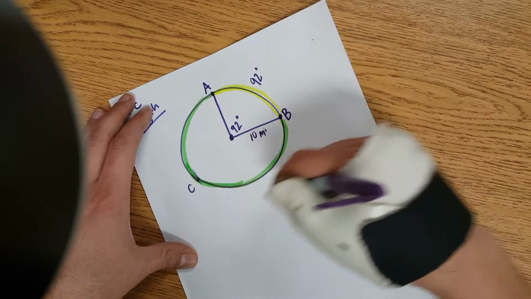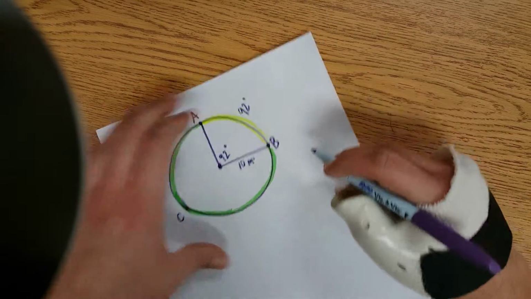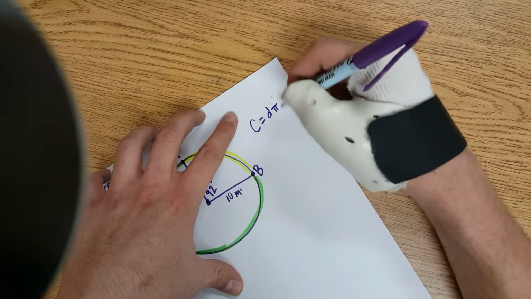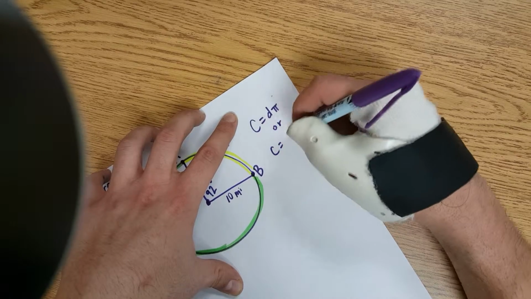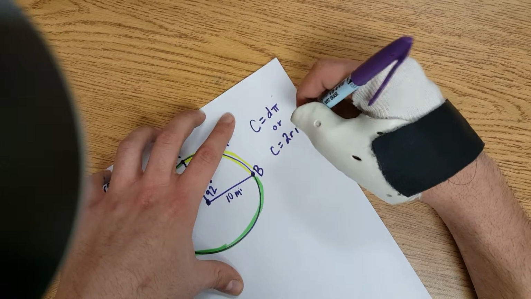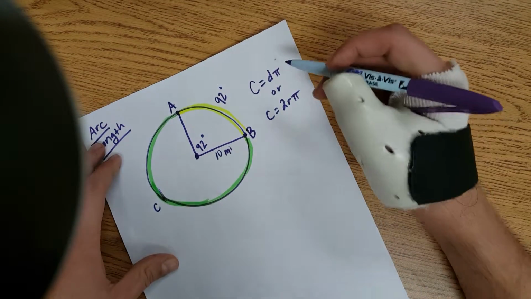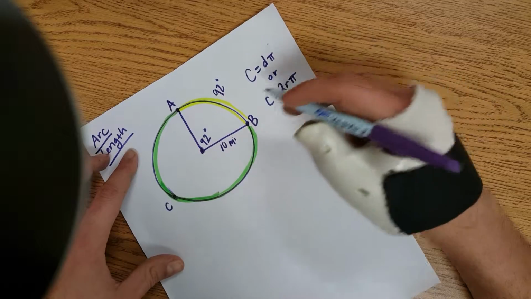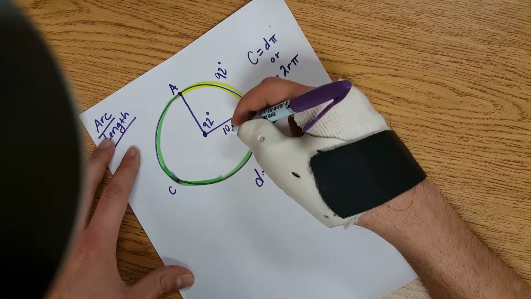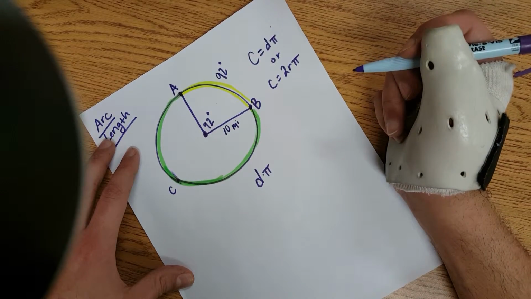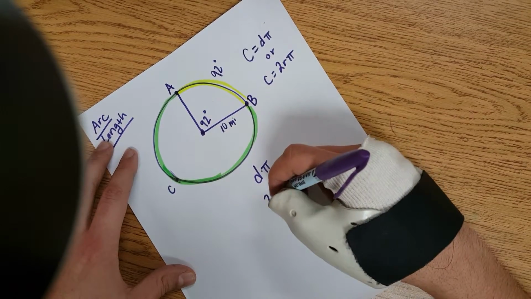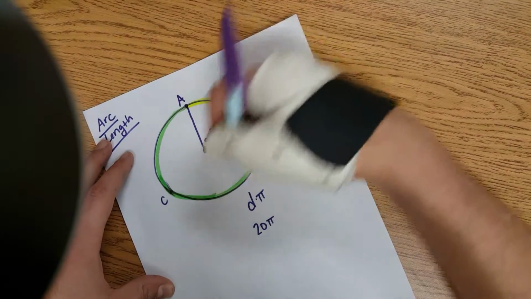So we know that distance around the circle involves circumference, and we know from earlier that circumference is diameter times pi, or 2 times the radius, double the radius, that's what the diameter is, times pi. So I know I'm going to involve that. I need that diameter times pi. Since my radius is 10, I know my diameter is going to be 20. So my circumference for this circle is 20 pi. But I'm not looking for that whole circumference.